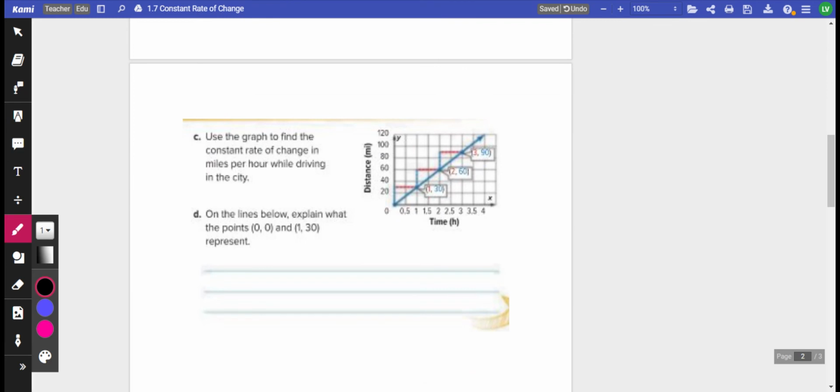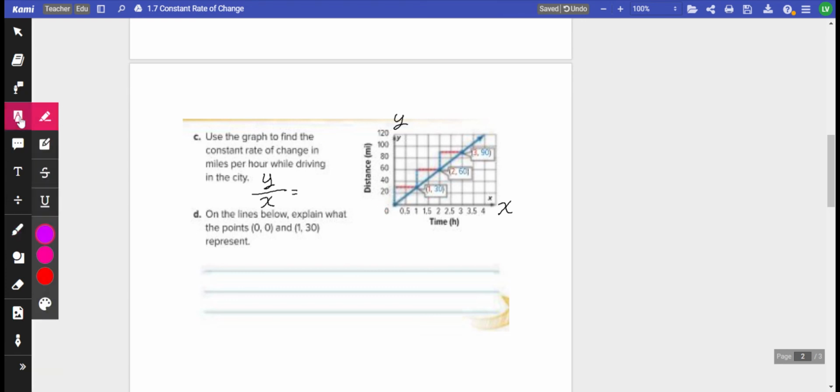Letter C. Use the graph to find the constant rate of change in miles per hour while driving in the city. Well, miles is going to be your y-axis. Hour is going to be your x-axis. So this is asking for your miles of y per hour, which is x. Well, we need to figure out the difference that we are increasing each time. So if I go up this distance, it is going to be 30. And I know that from my ordered pair being a y value of 30. The next one goes from 30 to 60, 60 to 90, so it's increasing by 30 every time.